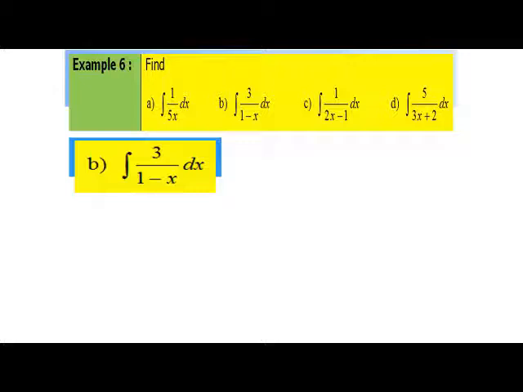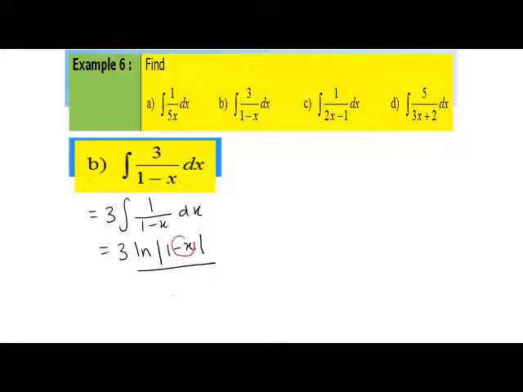Next, for part B here, first we have to factorize 3. So it will be 3 times the integral of 1 over 1 minus x dx. Next, it will be 3 ln of the absolute value of 1 minus x, over the coefficient of x here, which is negative 1. So divided by negative 1 plus c. So the final answer should be negative 3 ln absolute value of 1 minus x plus c.